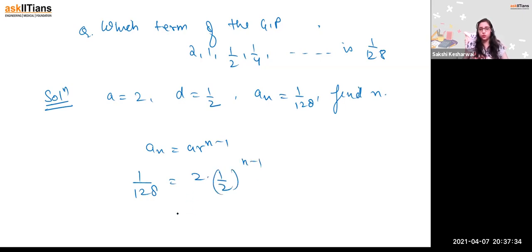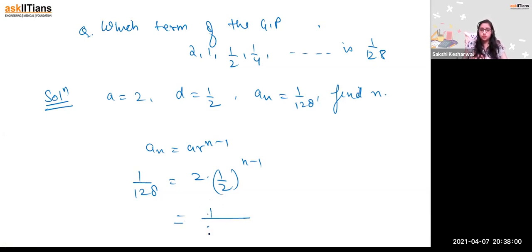So this is equals to what? 2 to the power 1 minus... can I write it like this? This is into 2 to the power minus n plus 1, right or not? Or I can write it like this because 128 is in the denominator, so I can solve it in the other way also. You can solve it either way, and both ways you're going to get the answer.